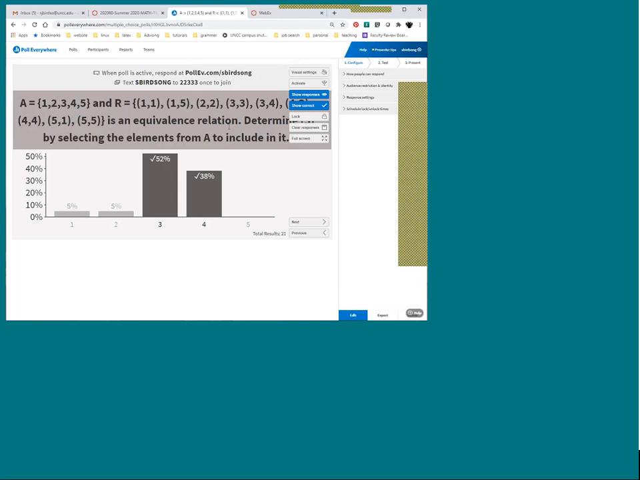Next thing we're going to do is we're going to go on and look at functions. But before we do that, are there any questions from you guys before we pivot and start looking at functions, which are specific types of relations?